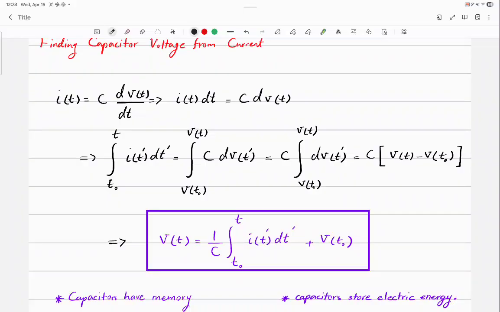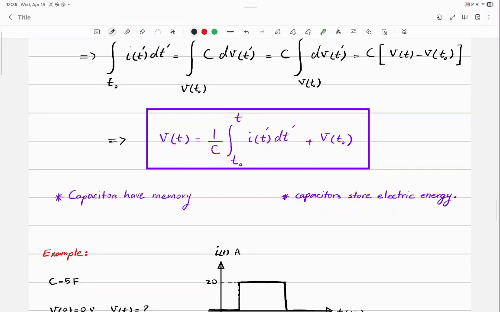Again, repeating whatever we talked about in inductors for capacitors. If you remember the integral equation that gave you the current of inductors when the voltage was given to you, this is the dual of that. Instead of current, I'm writing voltage. Instead of 1 over L, I have 1 over C. Inside the integral, instead of V, I have I, and instead of I(t0), I have V(t0). Okay? So exactly the dual of that. If you remember, inductors have memory, capacitors have memory. Inductors store magnetic energy, capacitors store electric energy.